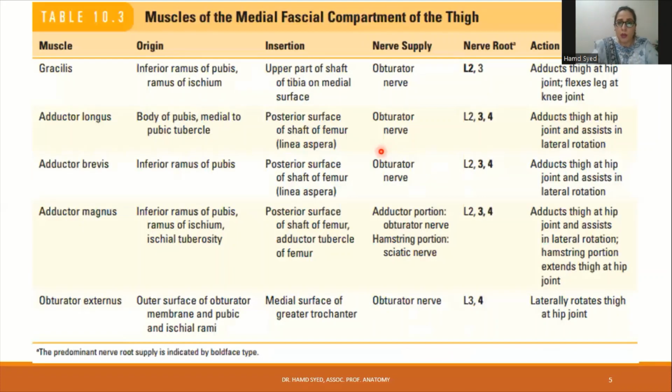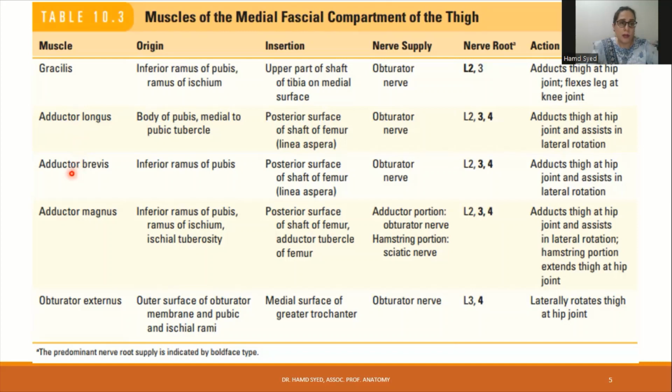So if we just look at the summary of these muscles which are present within the medial compartment of the thigh, we start by looking at the gracilis. Now, the gracilis is a slender-bodied muscle. Its origin is from the pubis of the hip bone as well as the ischium of the hip bone. And you can see it is inserted into the tibia on the upper part of its medial surface. This gracilis muscle is supplied by the obturator nerve, which is the nerve of the medial compartment of the thigh. Before coming to the actions, let's just look at the other muscles in the medial compartment.